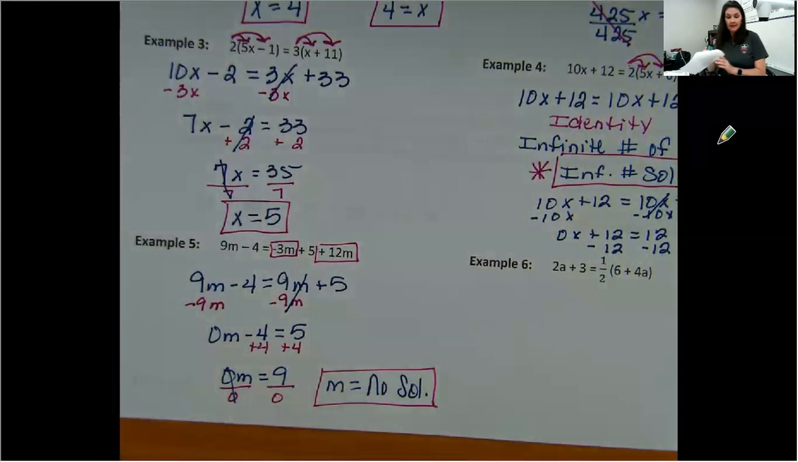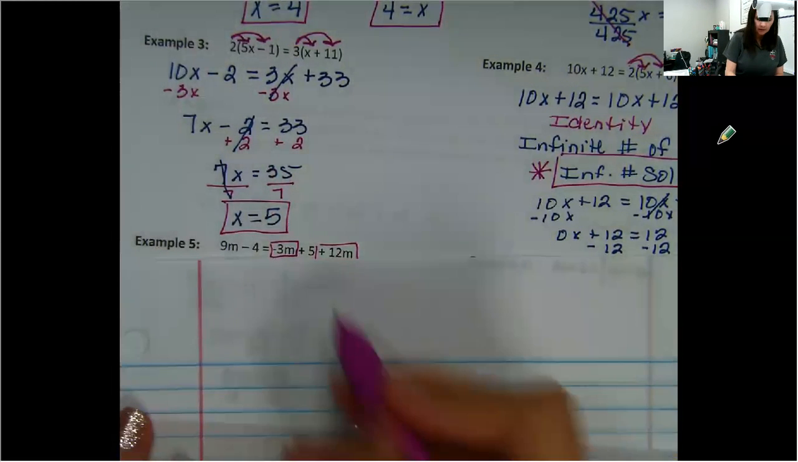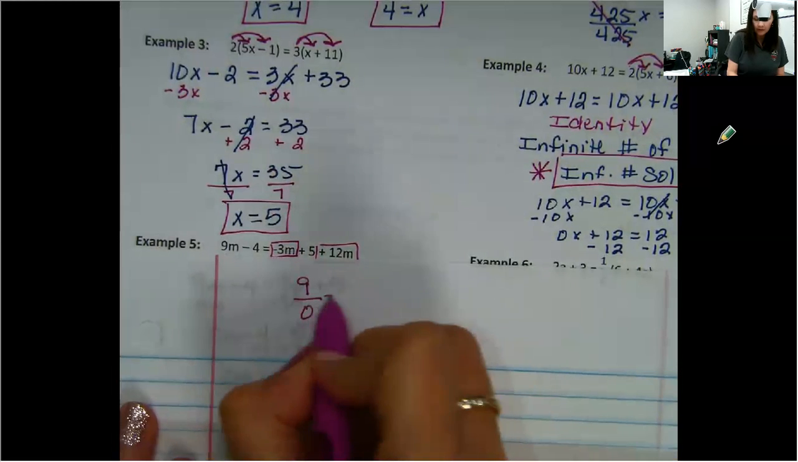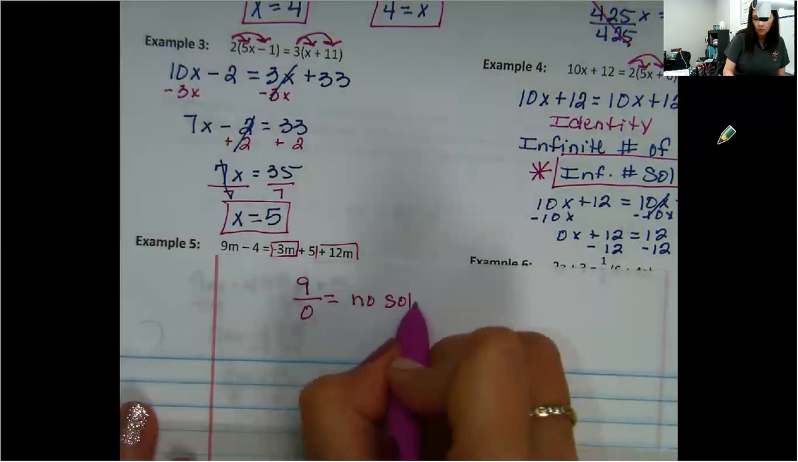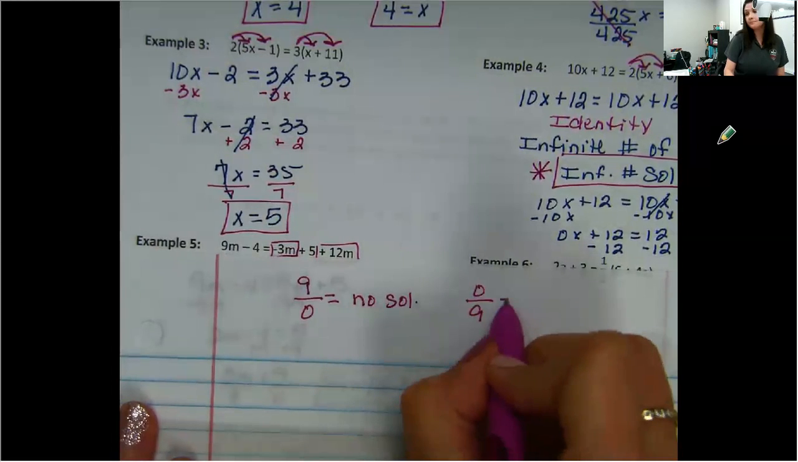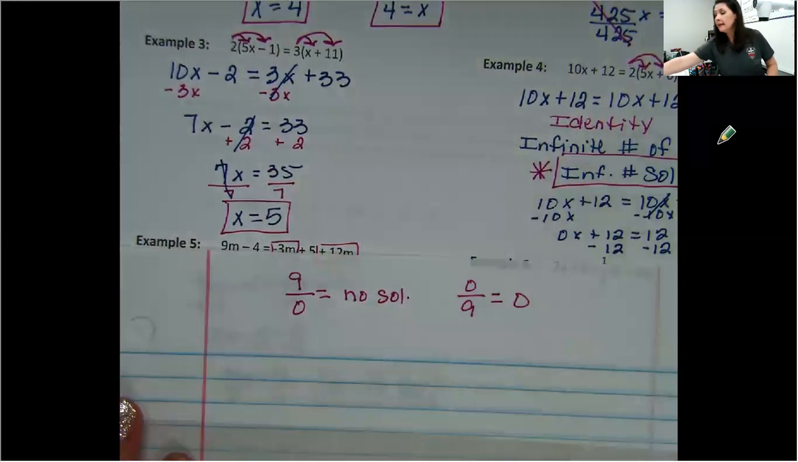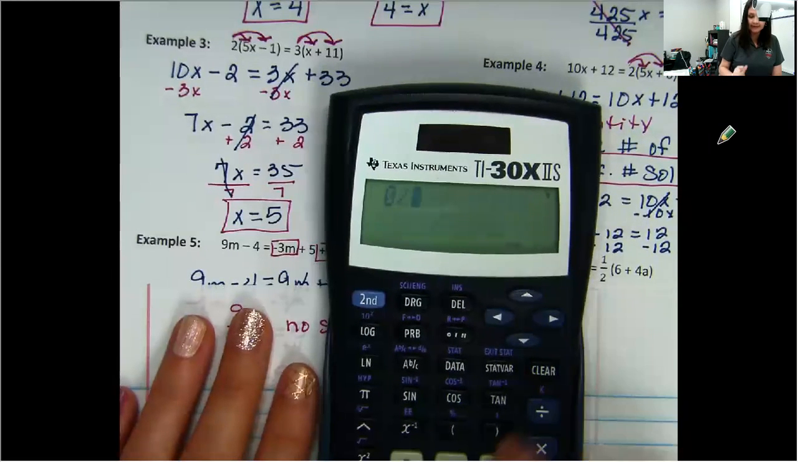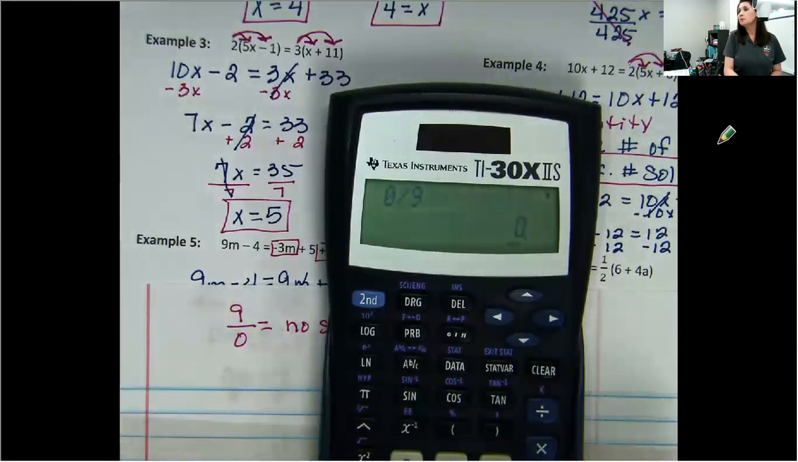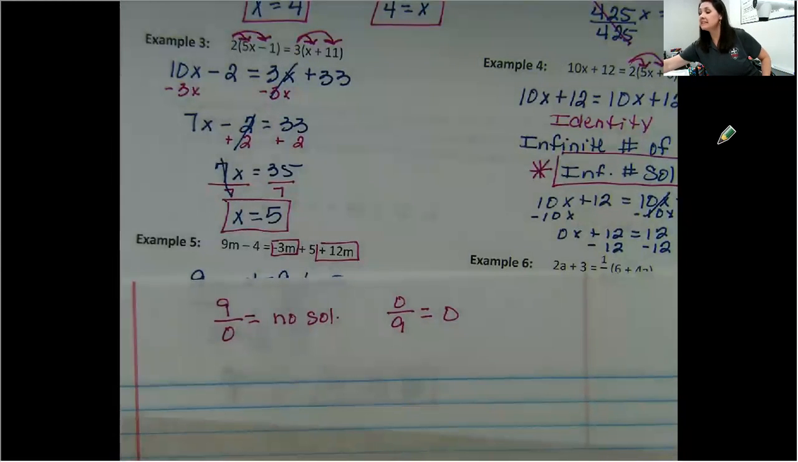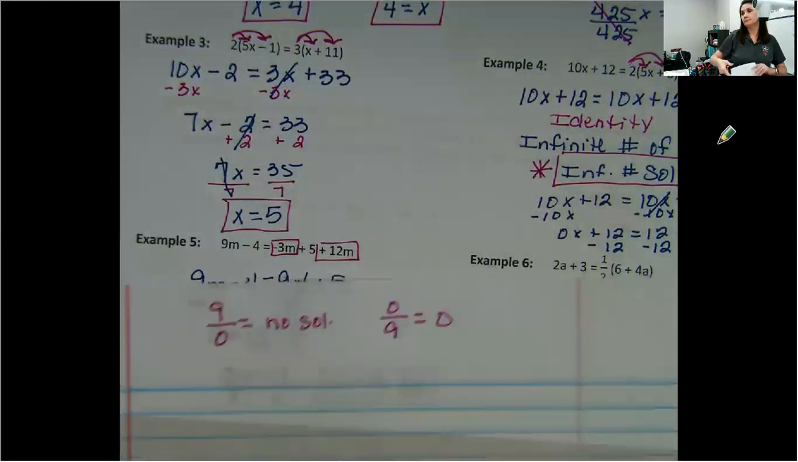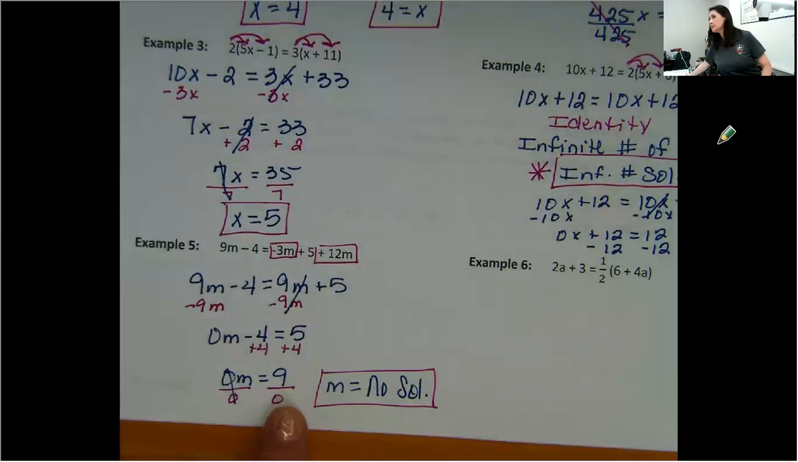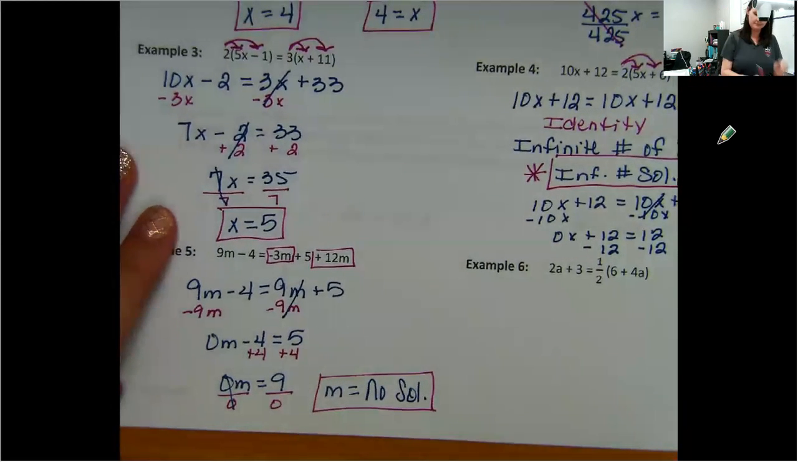If you want to write this at the top of your paper, you can: a number divided by 0 is no solution. What about 0 divided by a number? It equals 0. Even if you plug that into your calculator, you'll see 0 divided by 9 is going to give you 0. 0 divided by anything is 0. If 0 is your numerator, it's 0. If 0 is your denominator, you have a big problem because you can't do it. There's no solution.